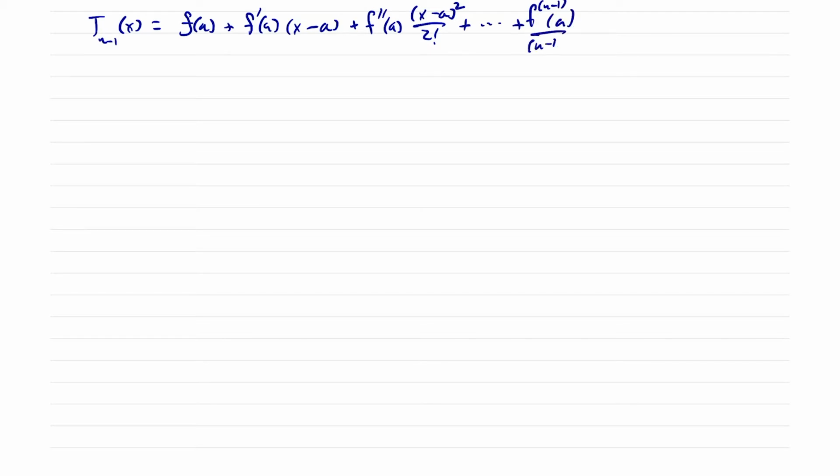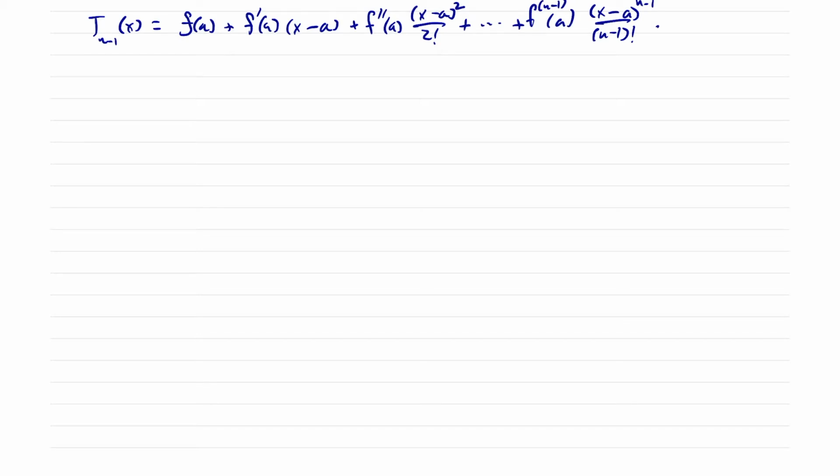Divided by n minus 1 factorial times x minus a to the n minus 1. Maybe just move this over. There you go. So that's going to be the n minus first Taylor derivative, and so the nth derivative is ultimately going to end up being used in the remainder formula.